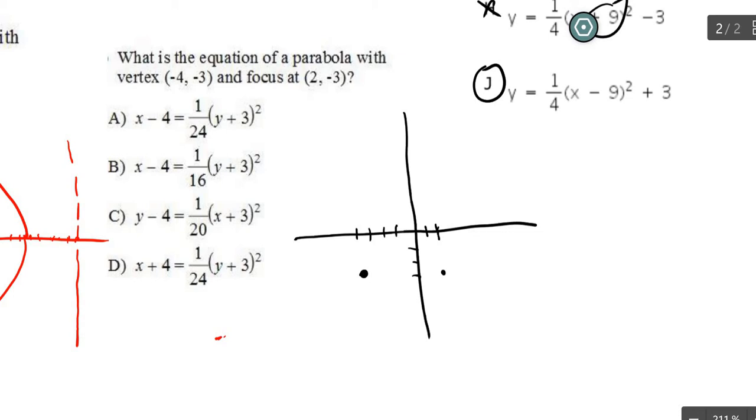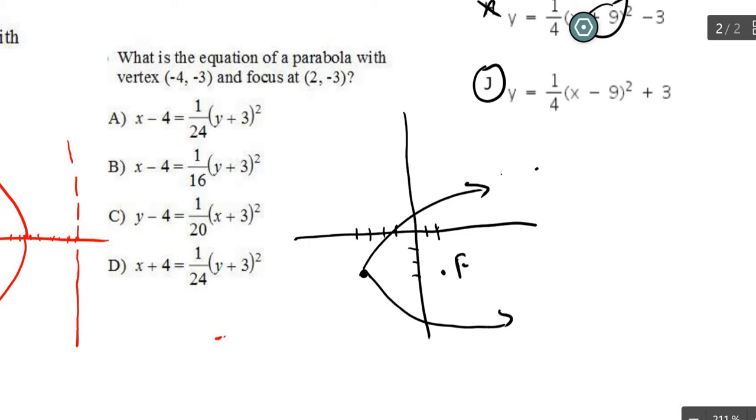Now, in your mind, we are given the vertex and the focus. Remember, if we're given the vertex and the focus, the parabola has to be facing right, because it has to wrap around its focus. The focus is given to us on the right, and the vertex is given to us on the left. So it has to wrap around like that. We're almost done. We just need to do elimination process.